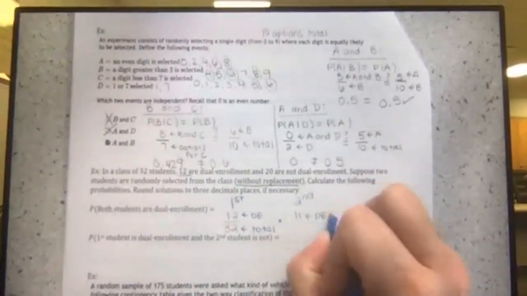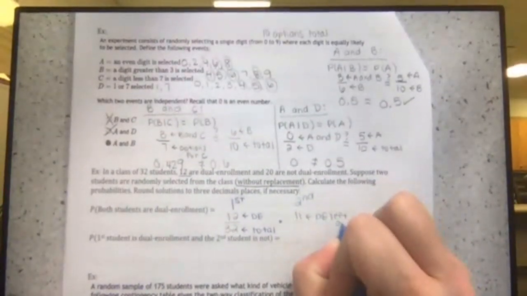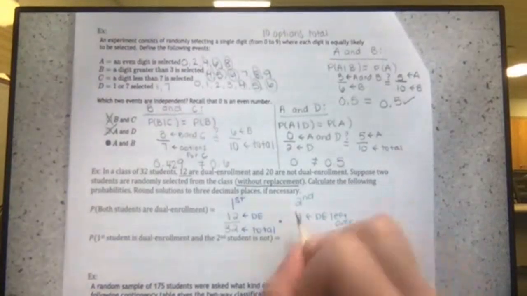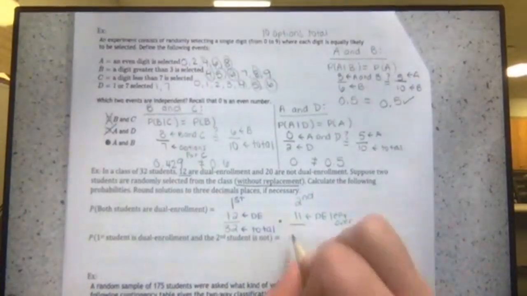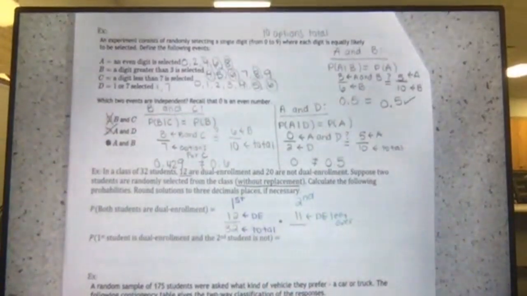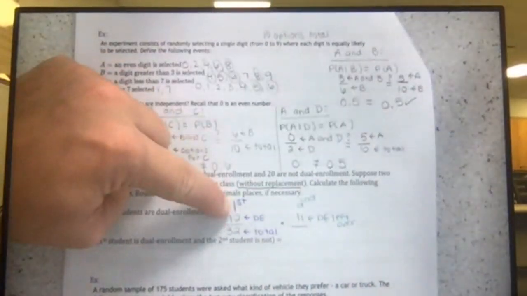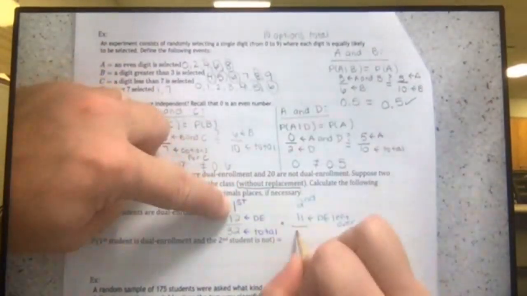So 11 dual enrollment left over, out of how many students are left over total sitting in the class? Remember that one student was taken out. The first student was taken out and didn't come back in. So 31.